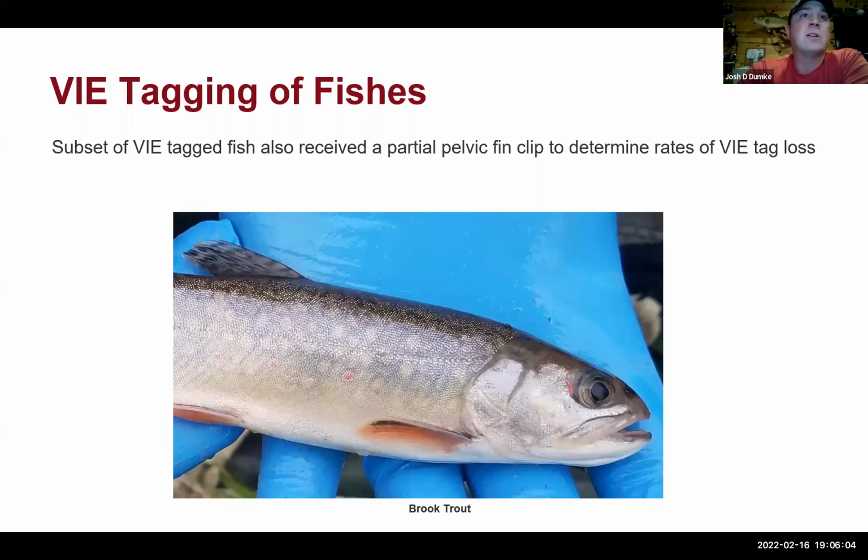A subset of our tagged fish also received a partial pelvic fin clip to determine rates of VIE tag loss. This was a new procedure to us, so we didn't know what to expect for tag loss. With almost any way that you tag fish, there's some tag loss, and reported use of this really varied on how much tag loss you would get. The fish's bodies are able to push these tags out sometimes, and we didn't know how much of that to expect. So we did some additional marking of fish to make sure we could keep track of that. Next.